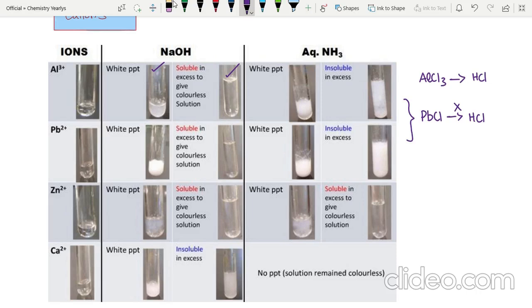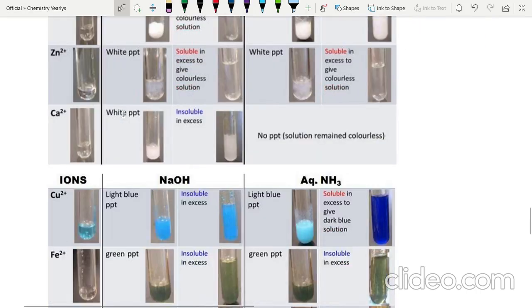On the other hand, calcium will give a white precipitate a little bit denser than the aluminium one and less dense than the lead one, and it will remain insoluble in excess. While in ammonia, it doesn't give any reaction. There will be no reaction actually. Now let's move on.